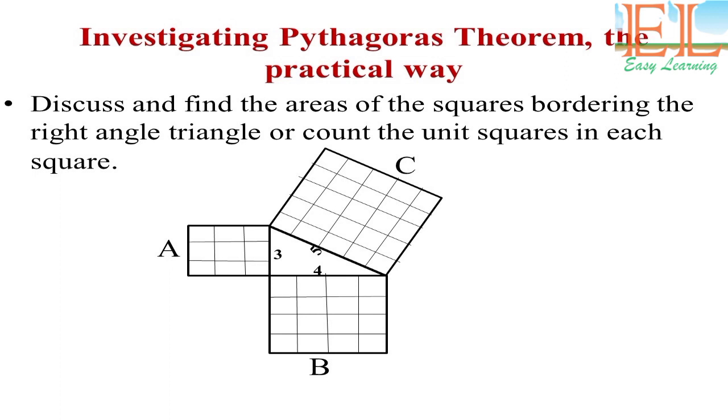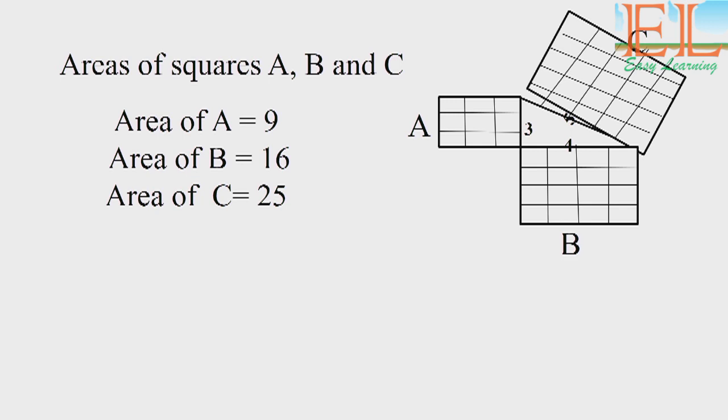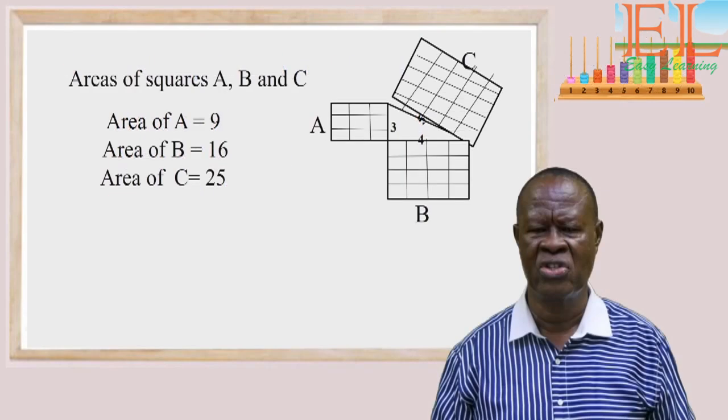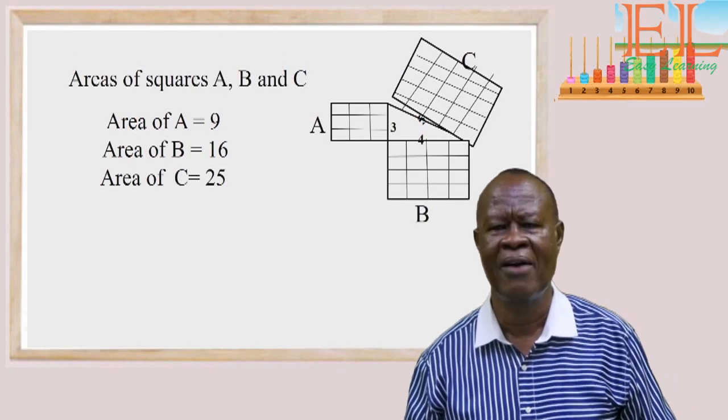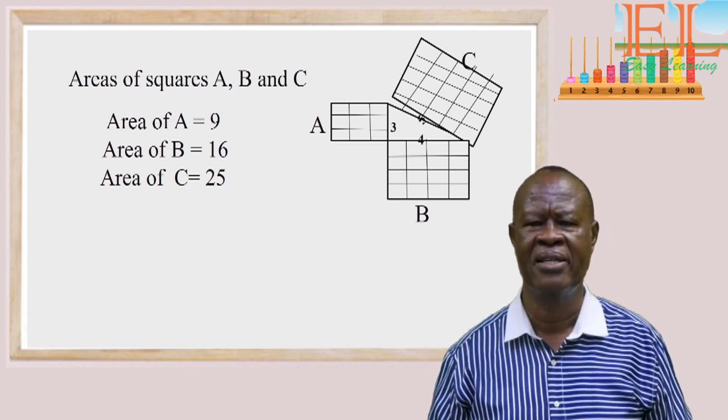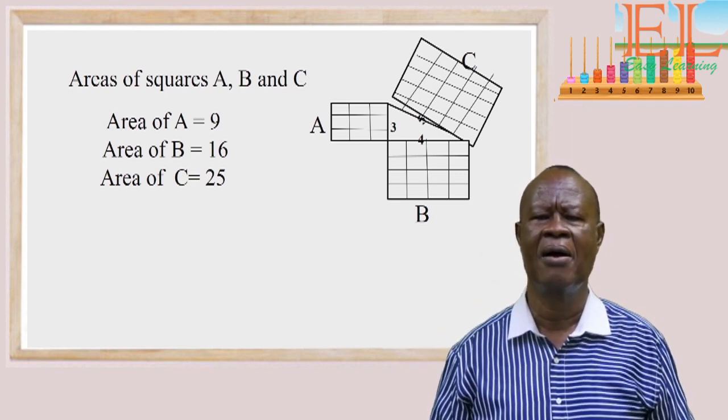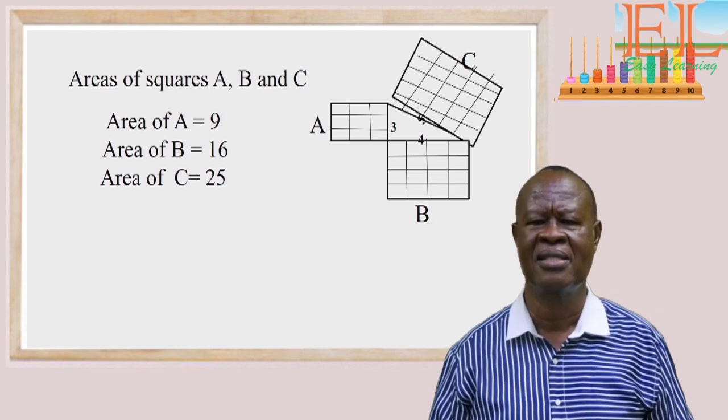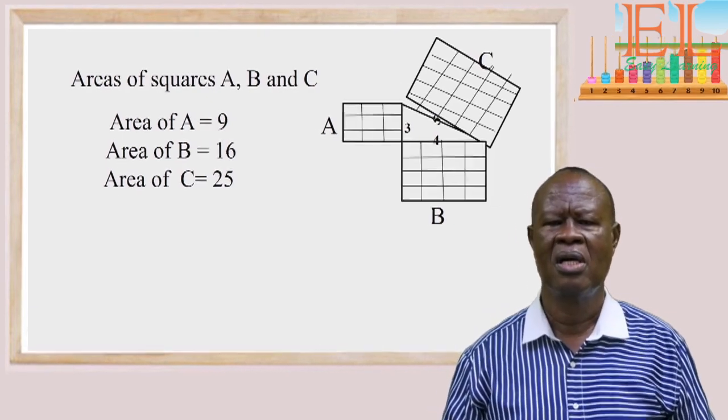Then we do that for 5 also. We create a square with length 5, width 5, and then we get 25 over there. Now we go on to compare these areas and see what the relationship will be. So we have this: area A, we have 9. Area B, we have 16. Area C, we have 25.